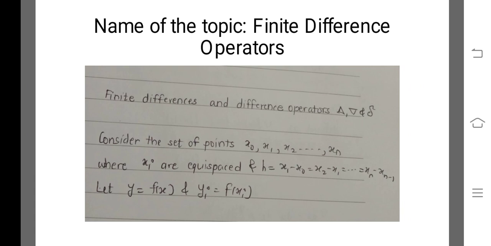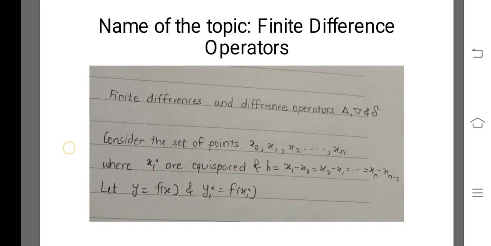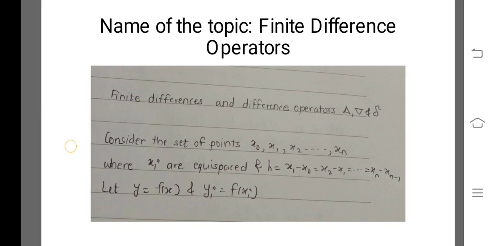In this presentation, we will discuss finite difference operators: delta, del, and small delta.